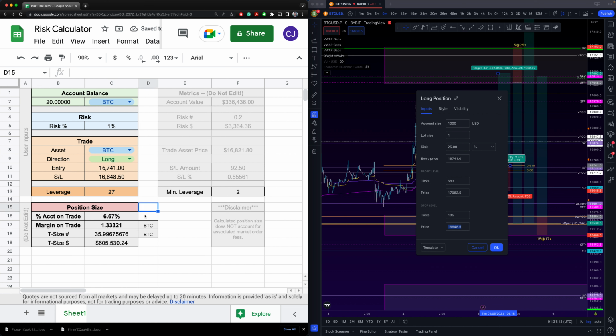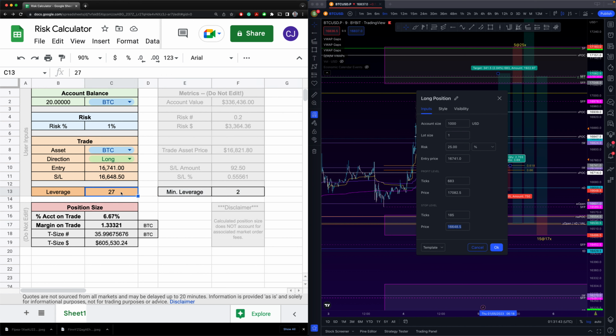And next, what you want to do is take note of this box right here, which is minimum leverage. So what this means is that you would need to use at least 2x leverage in order to achieve a 1% risk by the time the stop losses hit after you enter at 16,741. So it needs to be at least 2.